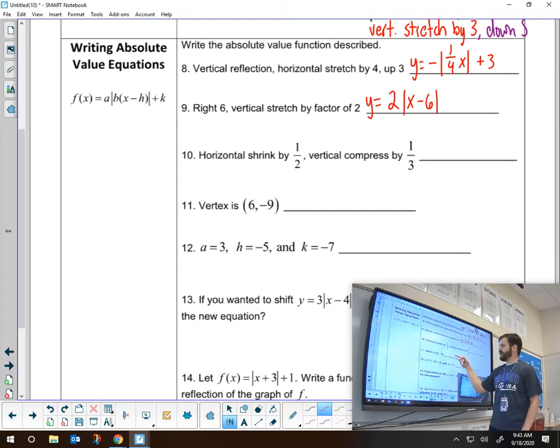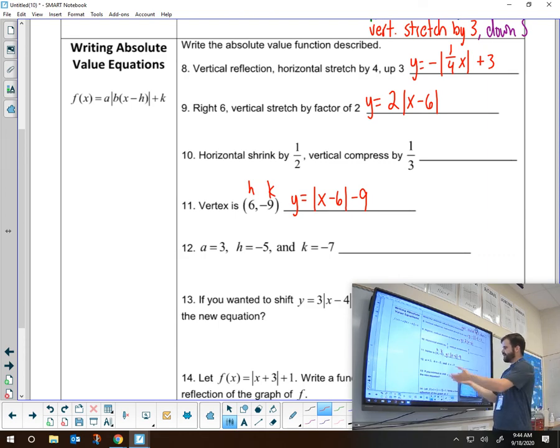Let's get here to number 11. So number 11, we have a vertex of 6, negative 9. Remember, that's my h, that's my k. And we're going to flip that h, so it's going to be a minus 6 on the inside. So we're going to have y equals the absolute value of x minus 6 and a minus 9 there on the end. Number 12, we have a equals 3, h equals negative 5, and k equals negative 7.